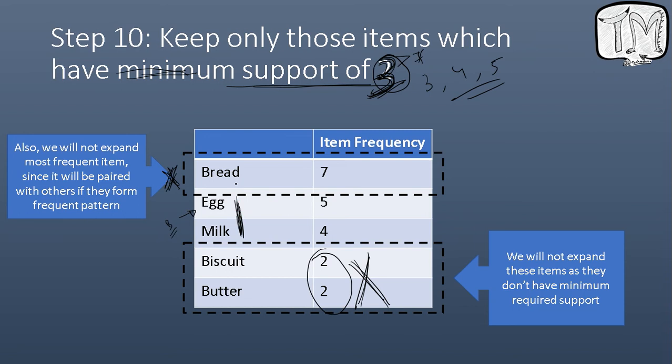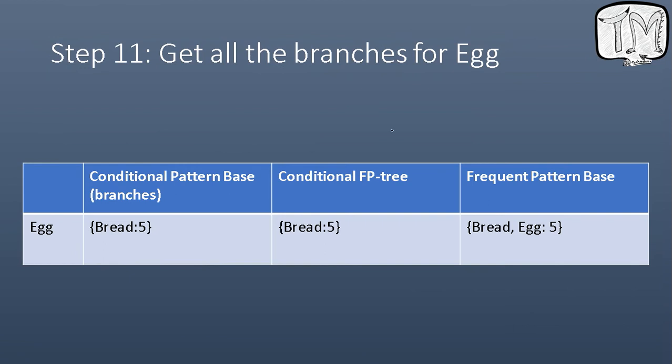So we are only going to look at egg and milk and create our frequent item sets. Okay, so first let's look at egg. As you can see, we have three things here: a conditional pattern base, a conditional FP tree, and finally the frequent pattern base. Okay, so let's look at them one by one.